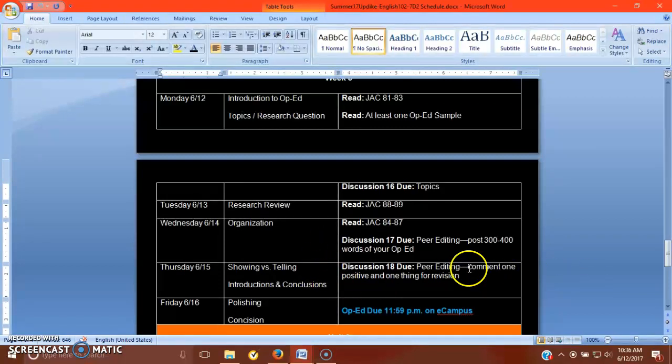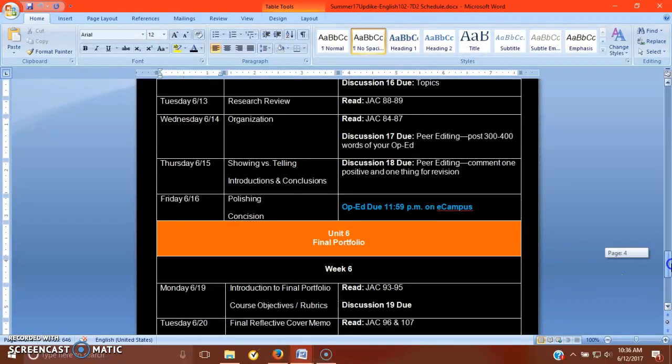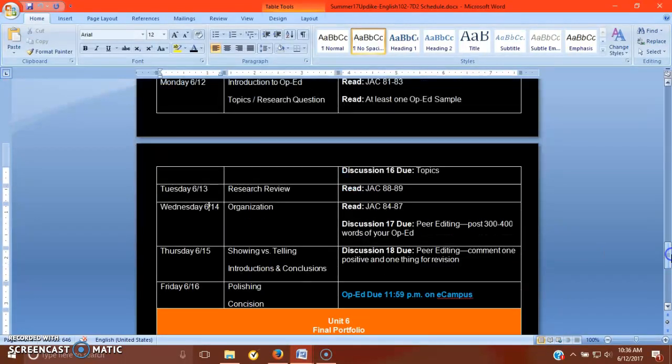And then, of course, tomorrow, do your peer edits by 6 p.m. Same system as usual, and then the paper is due Friday at 11:59 p.m., like a lot of the other papers. And then we'll get into revisions week next week.